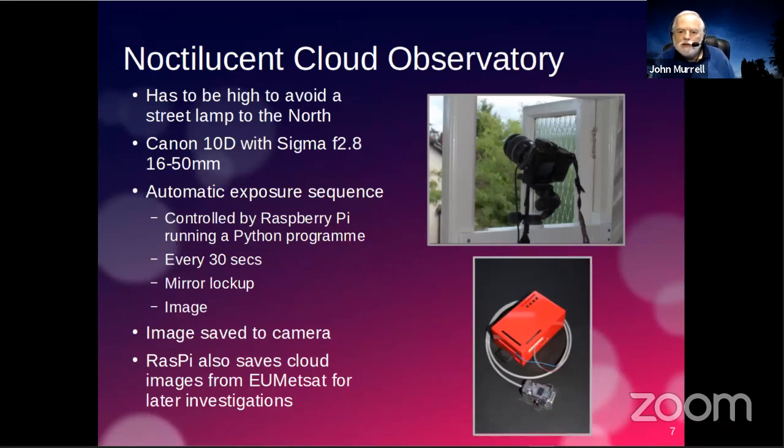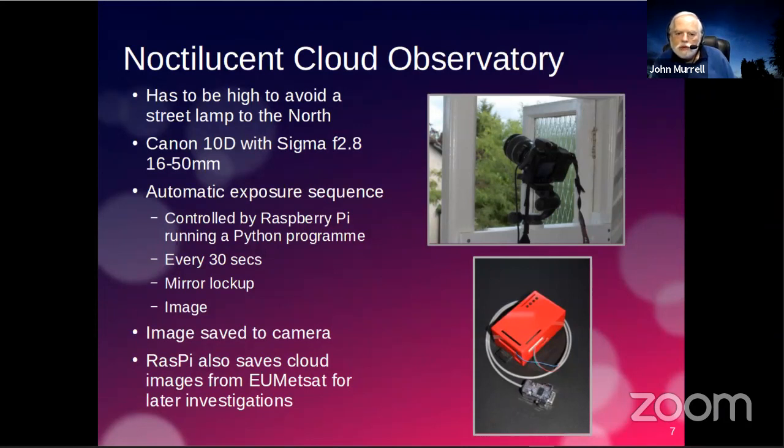Right, this is my observatory. As I said, I've got fairly large problems with visibility. Even to the north, it's not that good. I mount my camera on the window frame, and that's what I use for pictures like the one behind me. It has to be up high because there is a street lamp opposite that will appear in a lot of my Noctilucent cloud images.